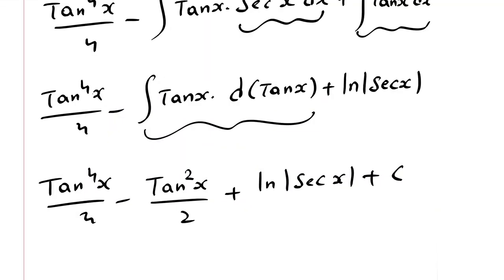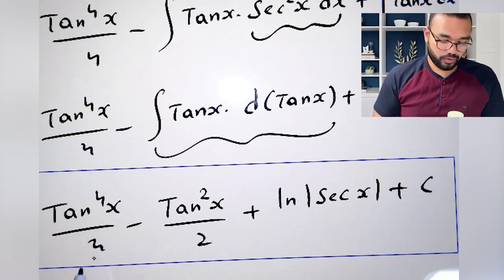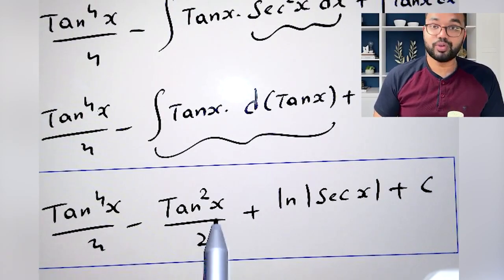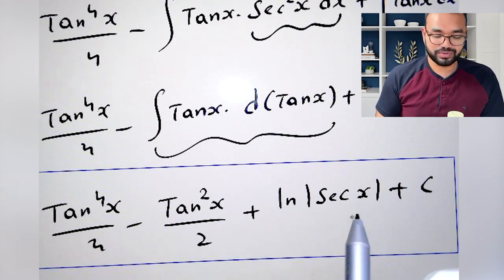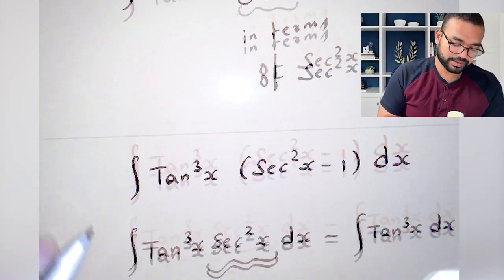This is going to be our final answer. Tan to the power of 4x by 4 minus tan square x by 2 plus natural log of modulus of secant x plus integration constant c. I like this problem. This is kind of simpler than the previous problems. So let's just review what we just did.